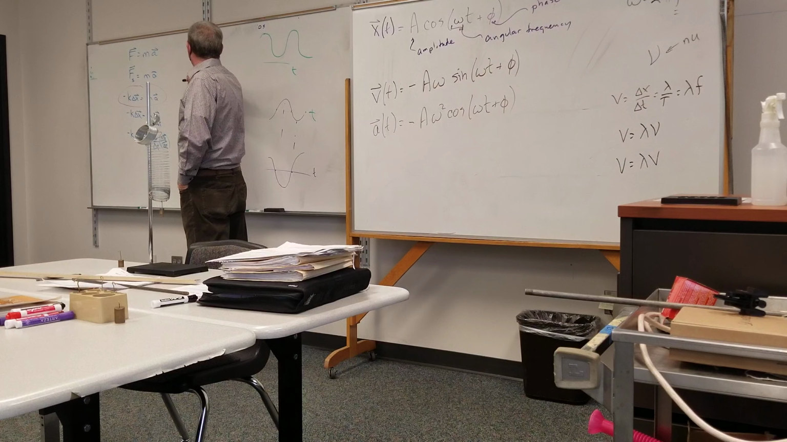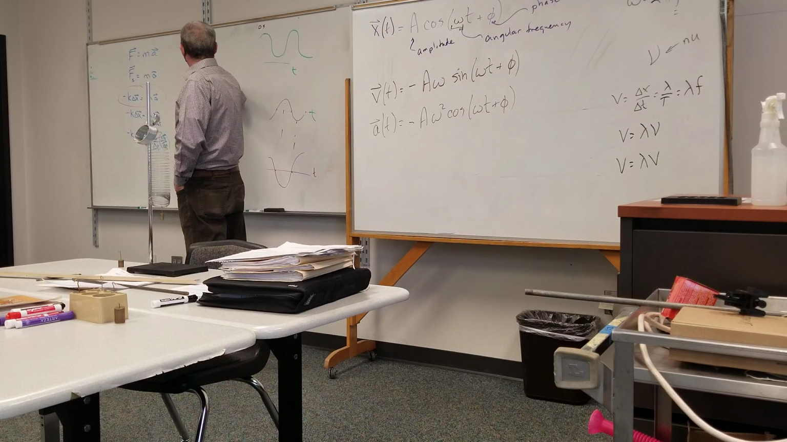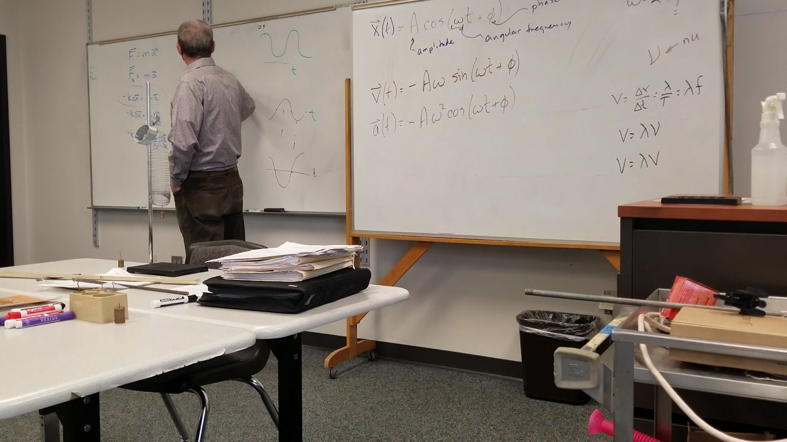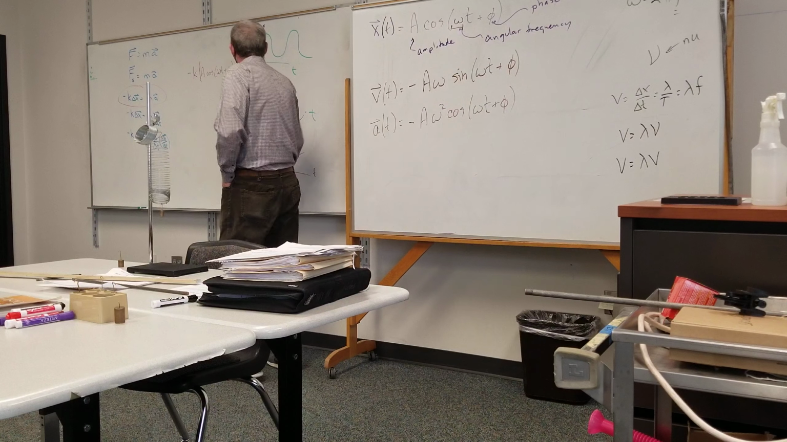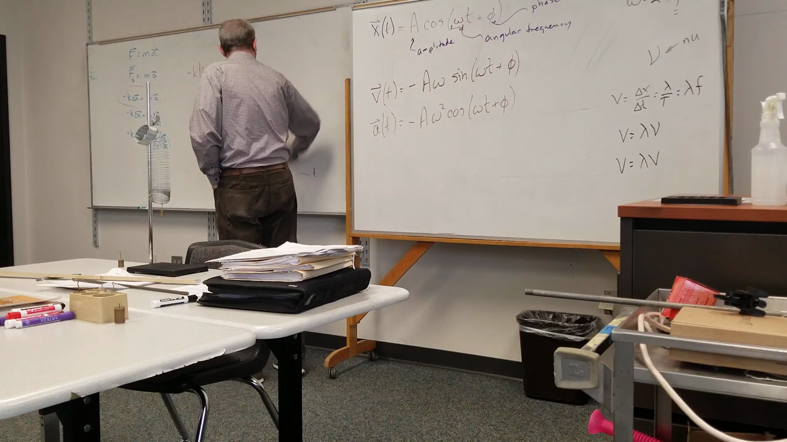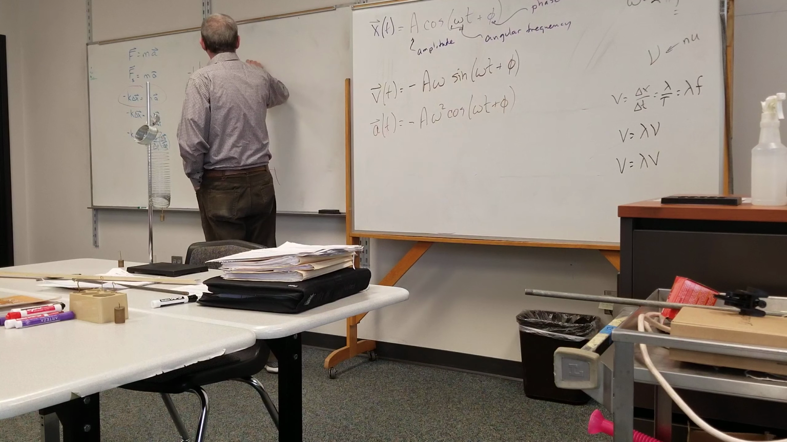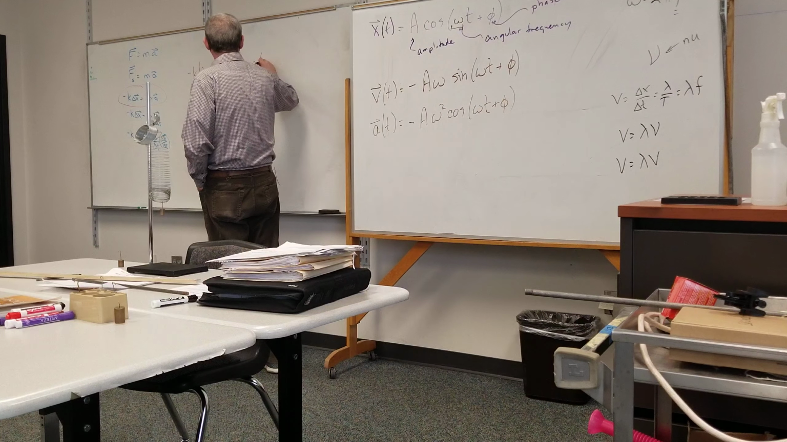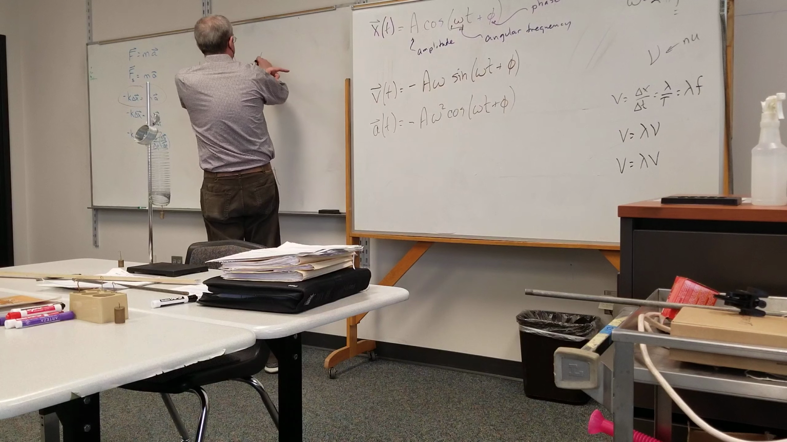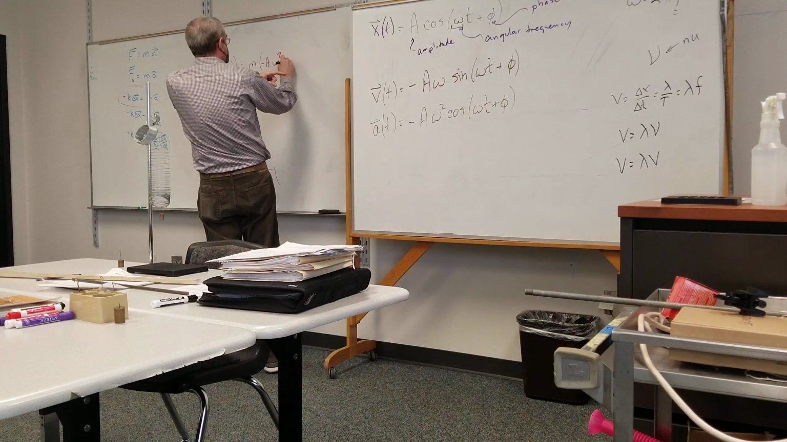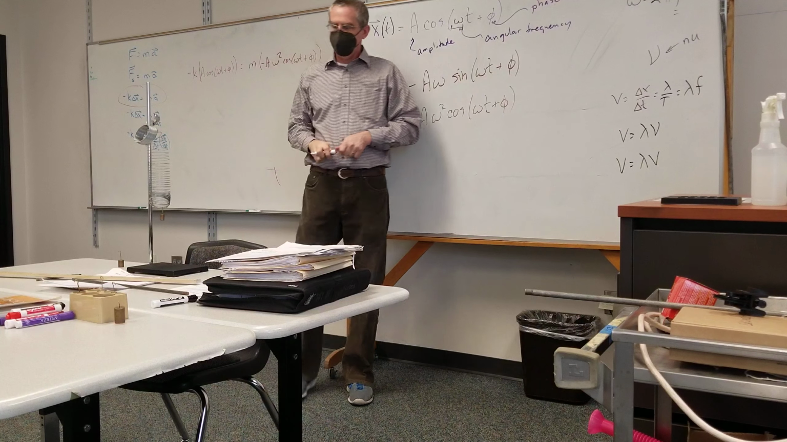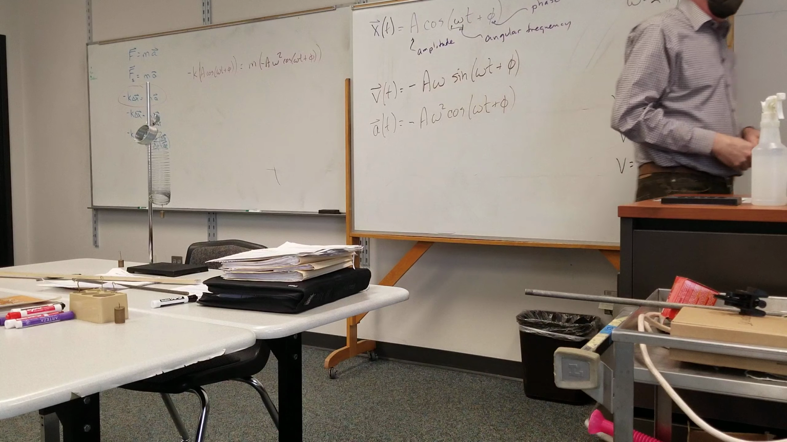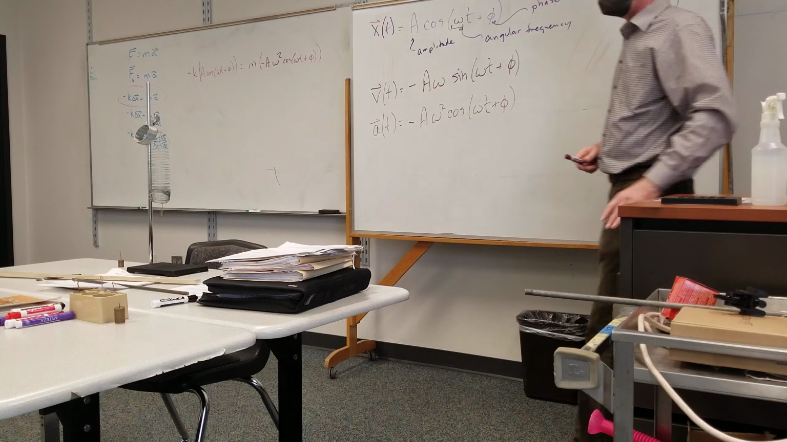I get negative k times a cosine of omega t plus phi equals mass times negative a omega squared cosine of omega t plus phi. I am making the claim that this equation should be true regardless of the time.